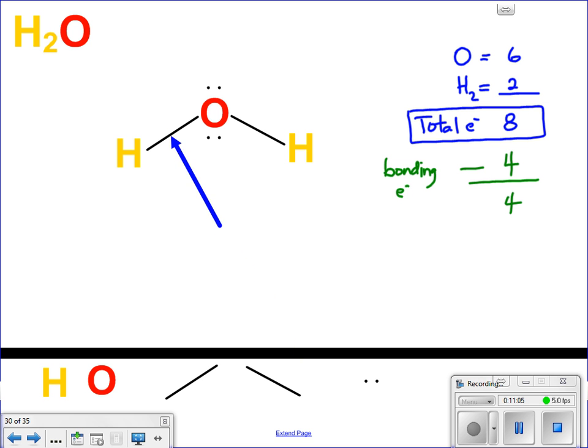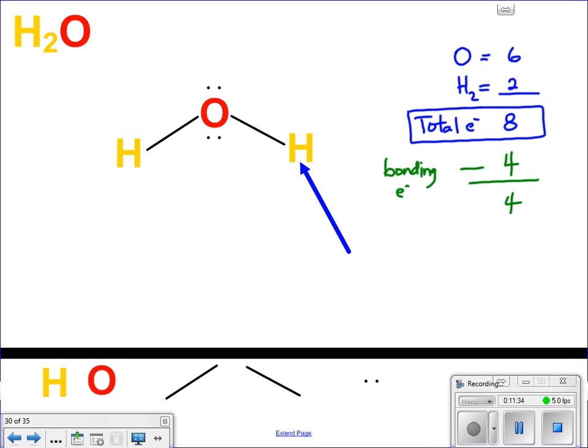I've got 2, 4, 6, 8. Remember, the sticks count for 2 electrons each. So my total electrons, which we saw here, are 8, and I wound up with 8, so far so good. Now, did I get the right number of electrons for everybody?